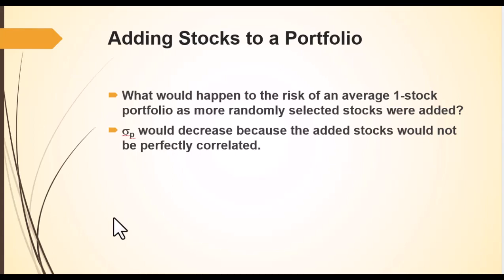So let's think about what happens when we add stocks. Remember, anything less than +1 is going to reduce risk a little bit. As we get lower and lower correlations, diversification will increase more and more. But as we add more and more stocks, those interactions, they all interact with each other. So the more things you add, the quicker risk is going to ultimately be diversified away.